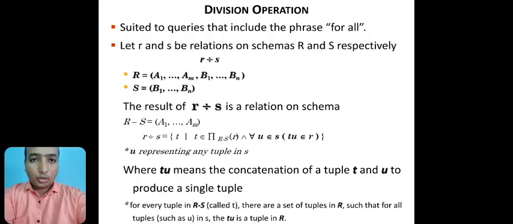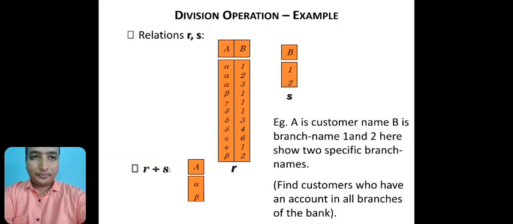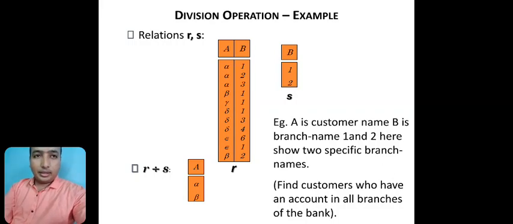If you want to represent your R division operation, then you have to represent it mathematically using this particular symbol. And here you are using TU, which means the concatenation of a tuple T and U to produce a single tuple. Is it clear? This is how we represent the division operation in relational algebra. I think you are familiar with this now.